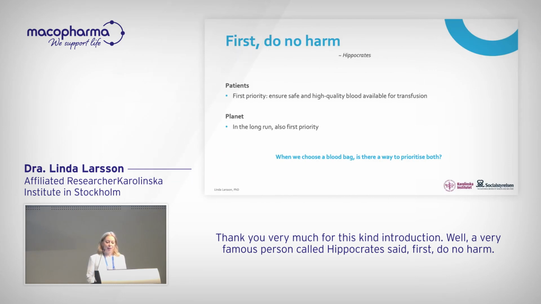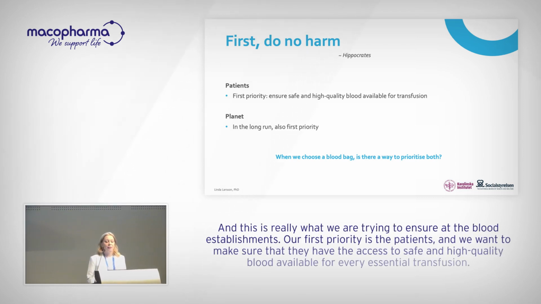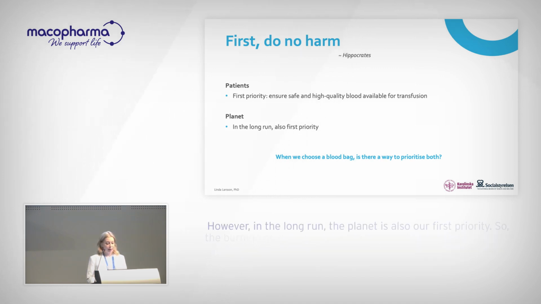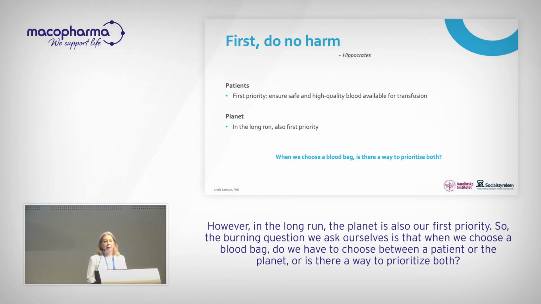Well, a very famous person called Hippocrates said, "First, do no harm." And this is really what we are trying to ensure at the blood establishments. Our first priority is the patients, and we want to make sure that they have access to safe and high quality blood available for every essential transfusion. However, in the long run, the planet is also our first priority. So the burning question we ask ourselves is, when we choose a blood bag, do we have to choose between the patients or the planet, or is there a way to prioritize both?